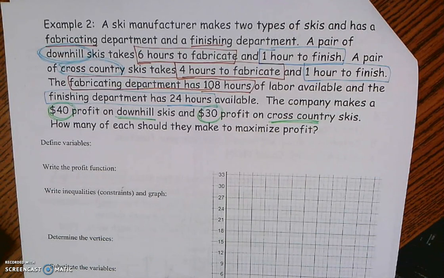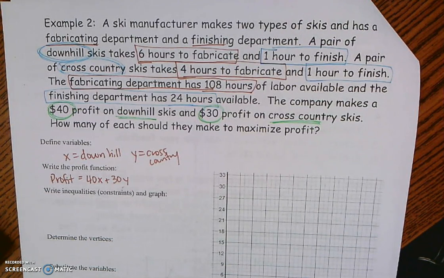But what I was saying is that profit has to do with money. So I always go back to my equation and my paragraphs and I find an equation that has to do with money. So the first thing I'm going to write is 40x plus 30y equals profit. Based on that, what is x and what is y?